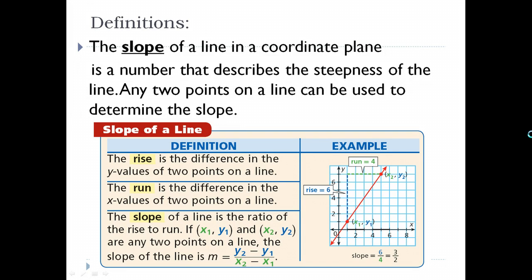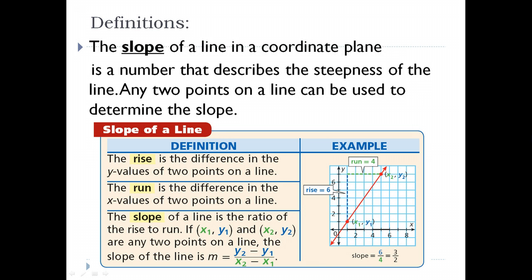The slope of a line in a coordinate plane is a number that describes the steepness of the line. Any 2 points on a line can be used to determine the slope. The rise is the difference in y values of 2 points on a line, or the change in y. You can remember which direction is rise because the y-axis goes up and down. So you would rise up.